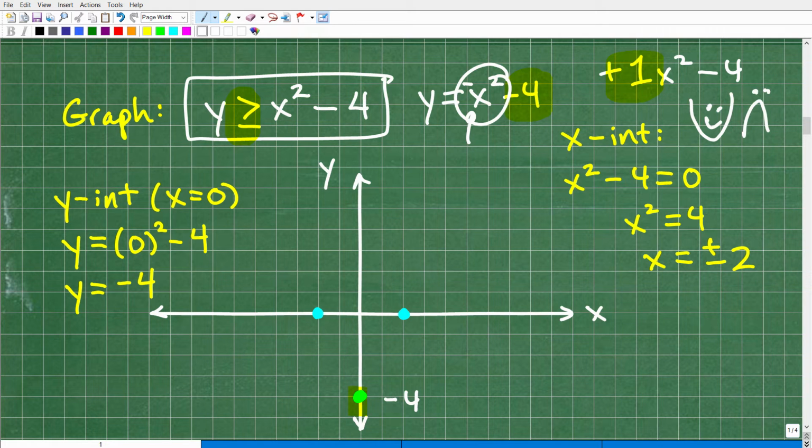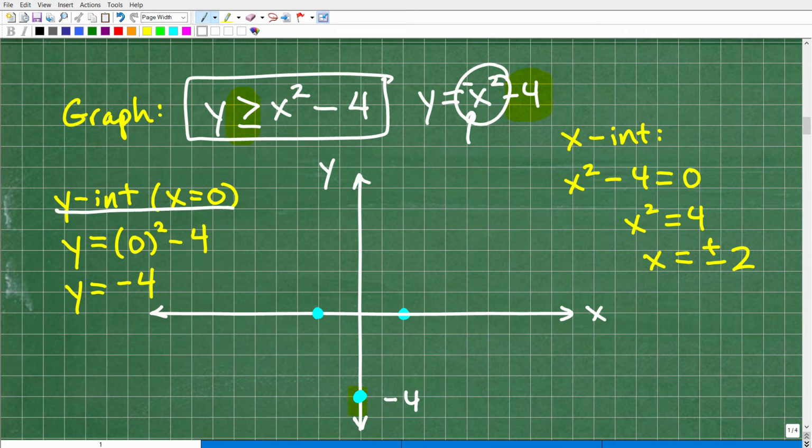Okay, so I could just say, oh, this is the y-intercept and just draw a nice little parabola like so. But we can kind of take it a step further, okay? What we can do here is get the x and y intercepts, all right? Now this -4 is the y-intercept.